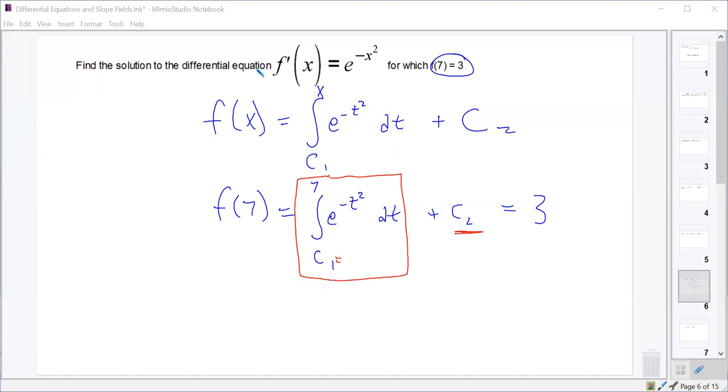For example, if constant 1 was 0, do you know what the integral from 0 to 7 of e to the negative t squared is? Nope, you don't, right? You don't know what that is. What if constant 1 was 1? Do you know what the integral from 1 to 7 of e to the negative t squared is? Nope, you don't, right? Okay, well, what's the one number that you can plug in there that you do know what that integral is?